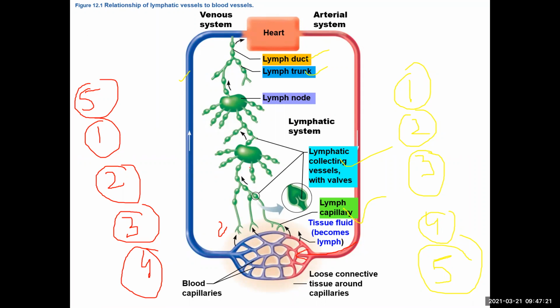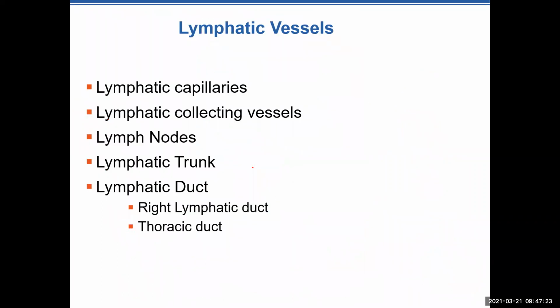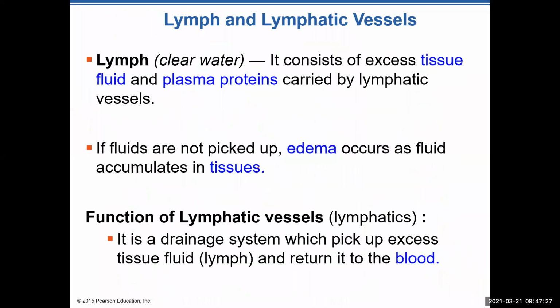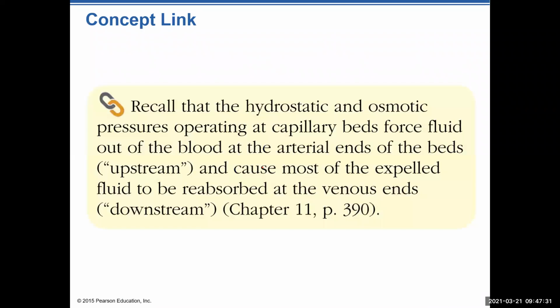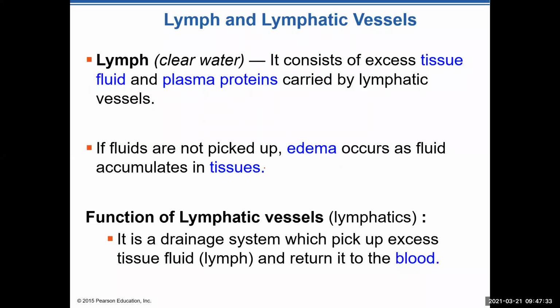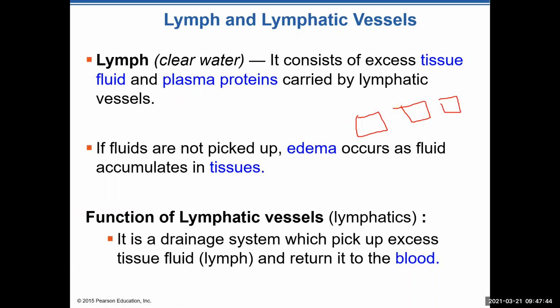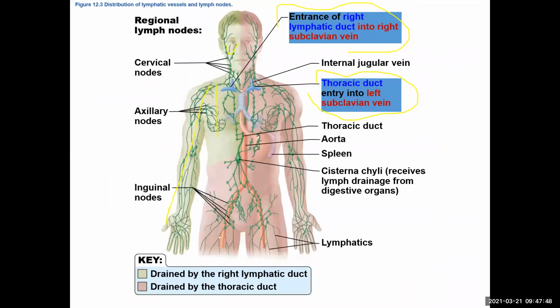So we said that the main function of the lymphatic vessel is to absorb the lost fluid from the body. If that fluid is not absorbed into the lymphatic vessel, what will happen? There will be swelling. A lot of fluid will accumulate in the interstitial spaces, and we call that swelling edema. So that was about the function of the lymphatic vessel. That's what we studied first.